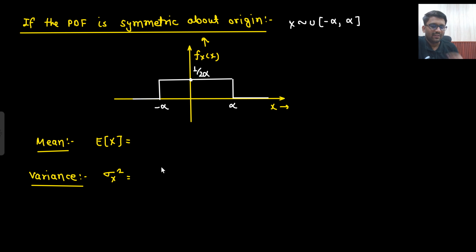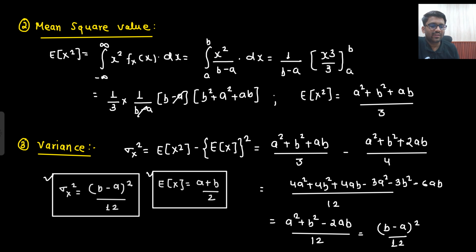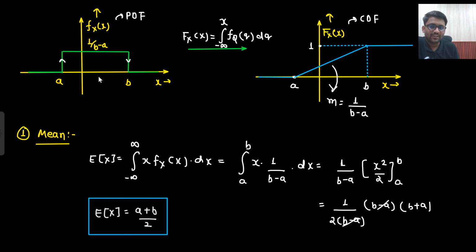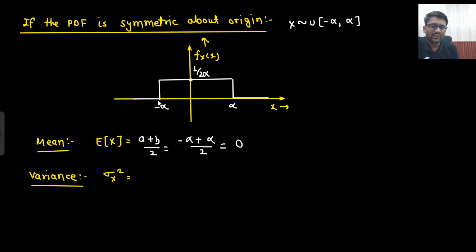What do you think? What will be the mean? Do you remember the formula of mean? Yes. (a plus b) divided by 2. So minus alpha plus alpha divided by 2 is 0. So always mean is the middle point. In case of uniform random variable, mean is the middle point. Here also it is the middle point only, no? (a plus b) divided by 2, the middle point. Minus alpha, alpha. What is the middle point? 0. So mean of random variable x is 0.